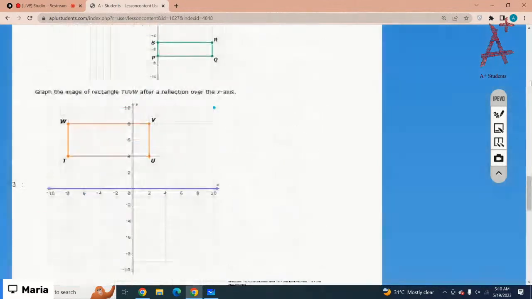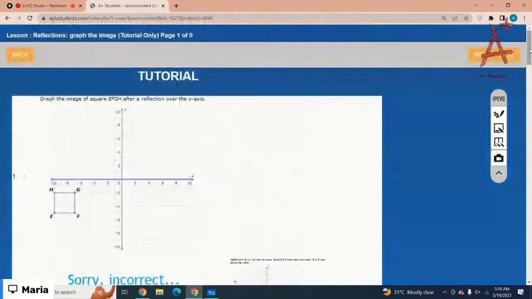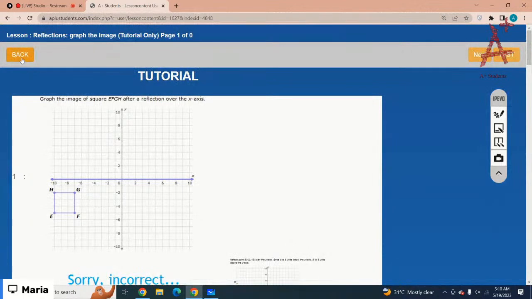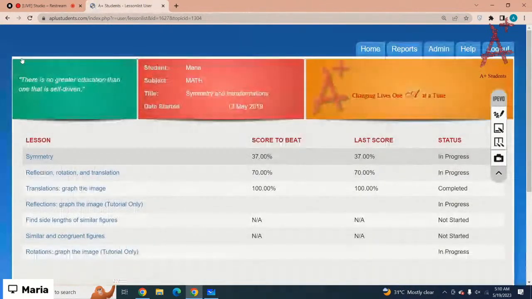Okay, you don't have practice questions for this lesson. That should be just the lesson. You don't have the practice questions. So just find the lesson in your book. Do as many practice as you can. Got it? The next one is find side length of similar figures.